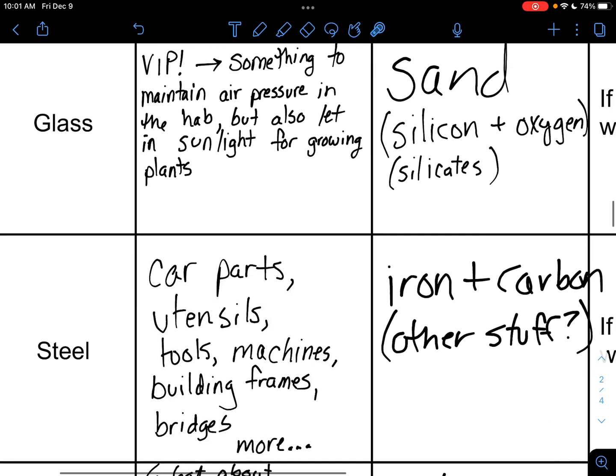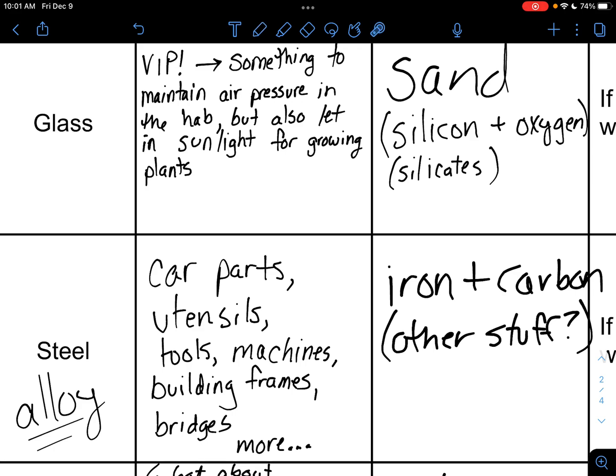Steel is not an element. It is not a metal. It is something called an alloy. Alloy means mixture of metals, or metal plus something else. Metal belongs on the periodic table, and alloy does not exist on the periodic table anyway.